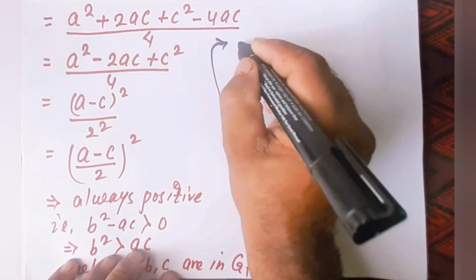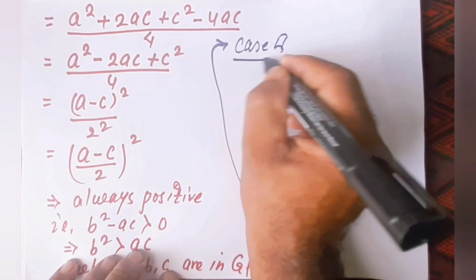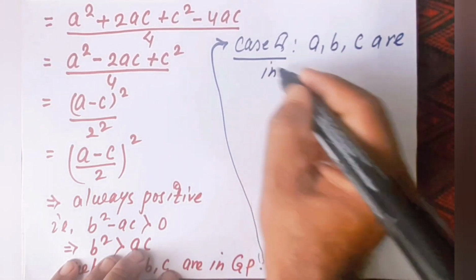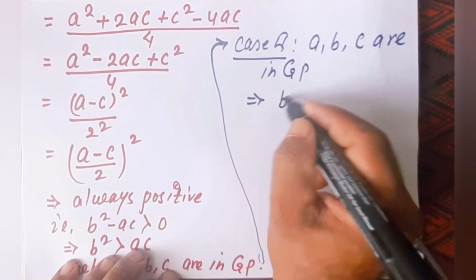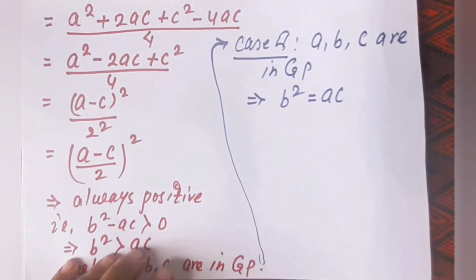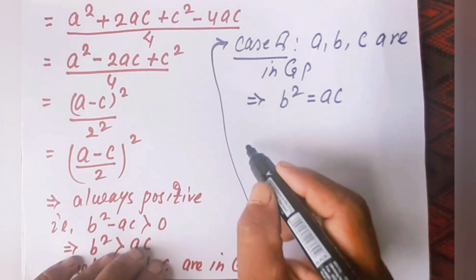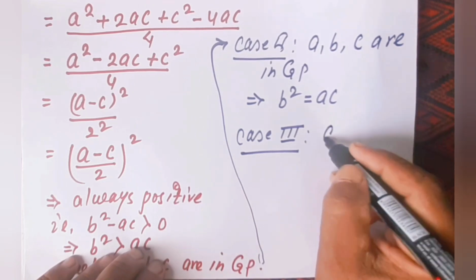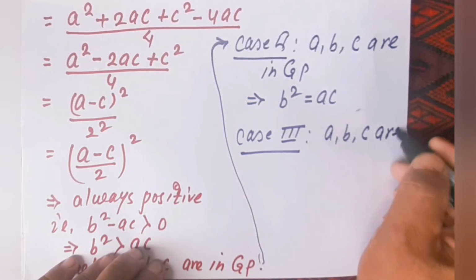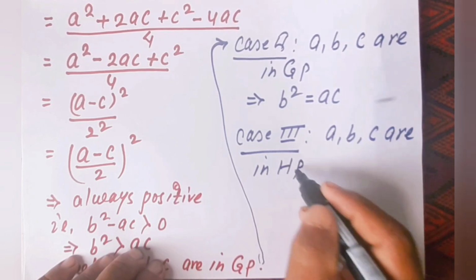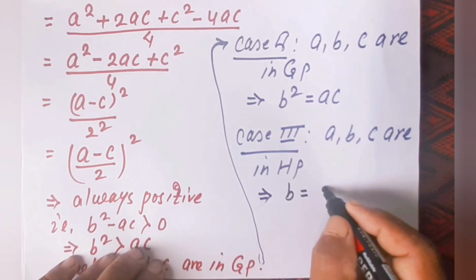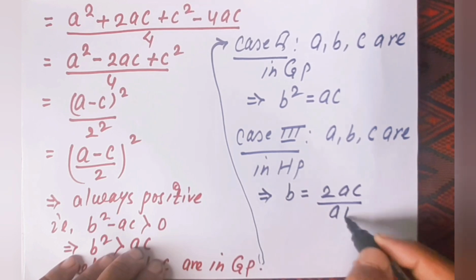See this one, case 2, the second case. In the second case we are given A, B, C are in GP. This implies B square is equal to AC by the formula of geometric progression. Now case third. In case third we are given A, B, C are in harmonic progression. If these A, B, C are in harmonic progression, HP, this implies B is equal to 2AC upon A plus C.